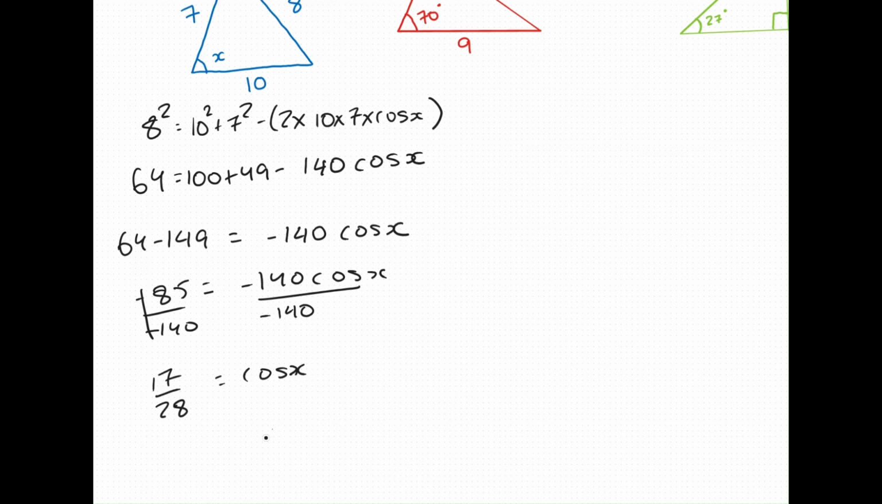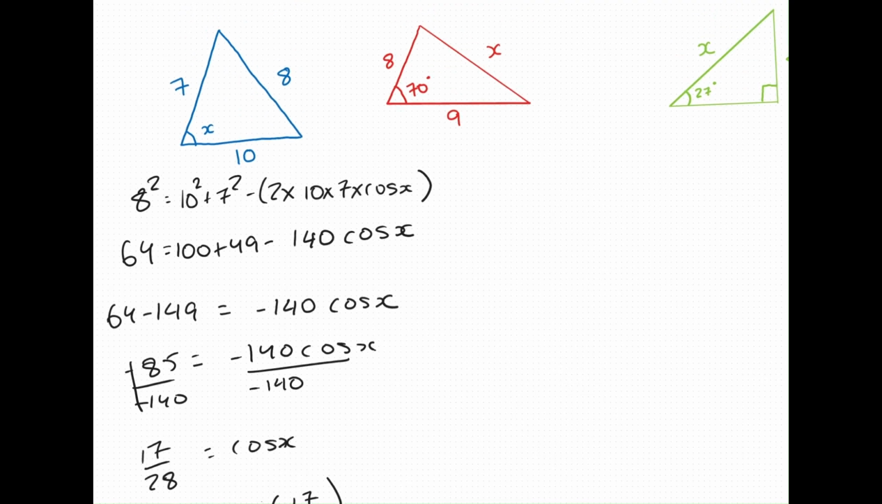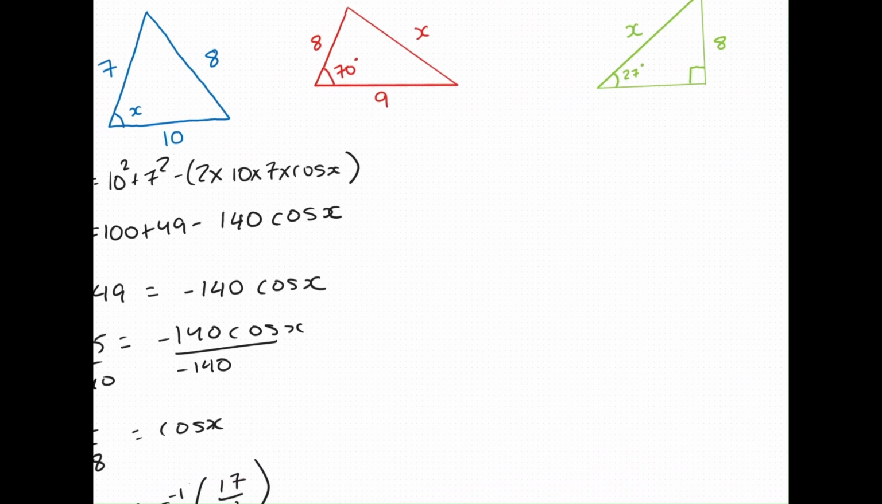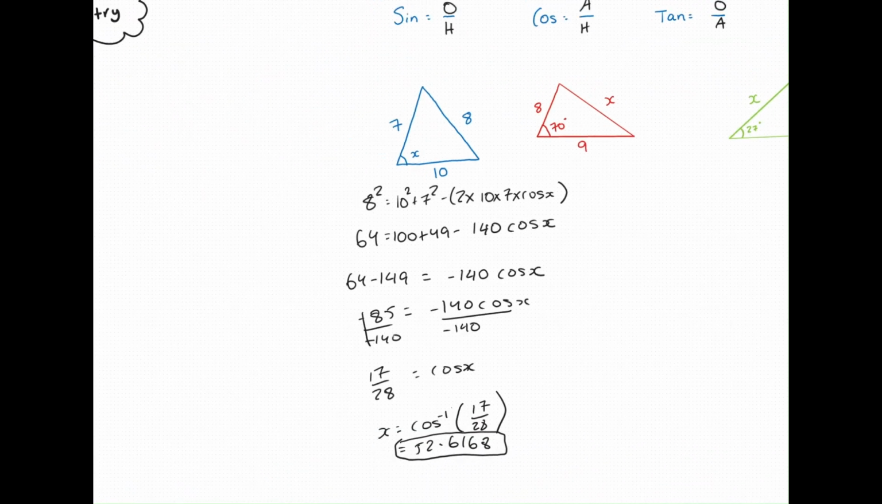Then you just have to find x equals cos inverse of 17 over 28, which would give you 52.6168. So I've worked out one of these for you. There's another two here, which you can work out if you want, but I'll move to circles now.